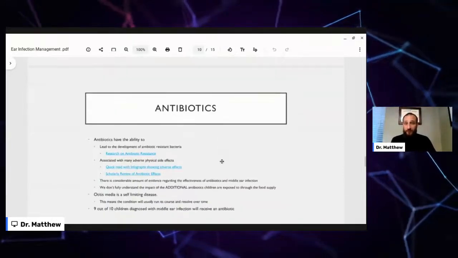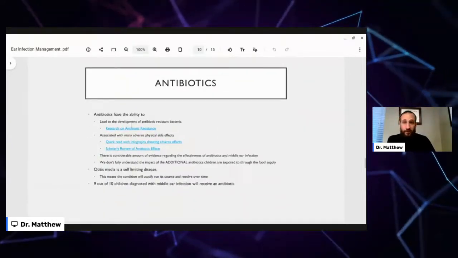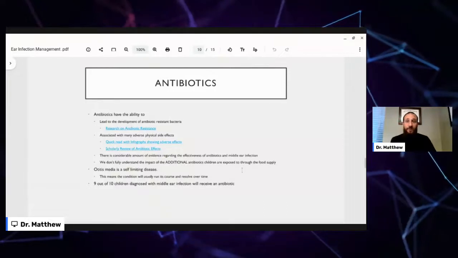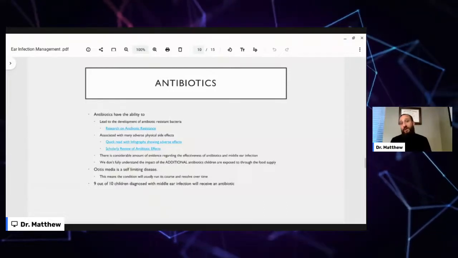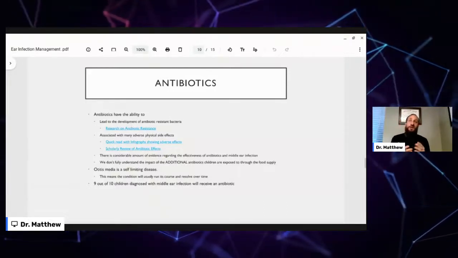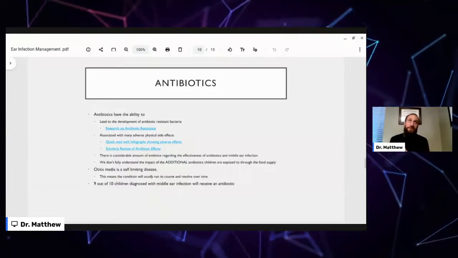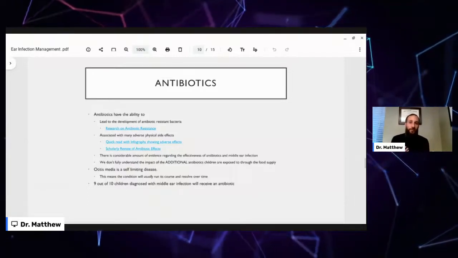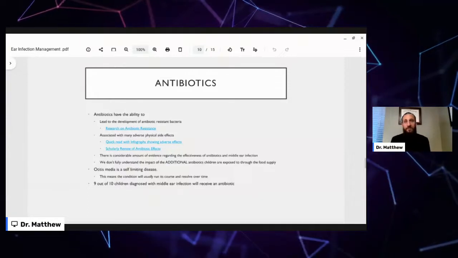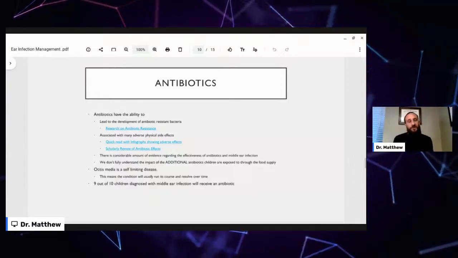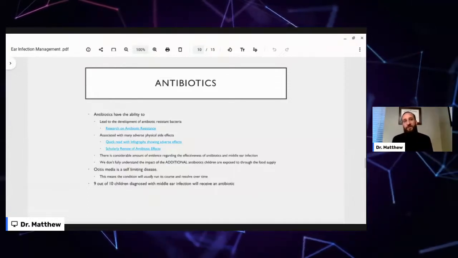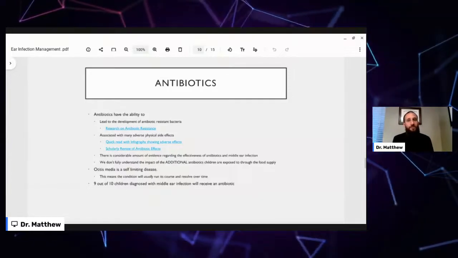All right, so antibiotics. If you want this, I can send this to you, but antibiotics have the ability to lead to the development of antibiotic resistant bacteria. So think about it. If your kid has a viral ear infection, what's the point of antibiotics, right? Antibiotics are for bacteria. So if it's viral, an antibiotic is not going to do anything.